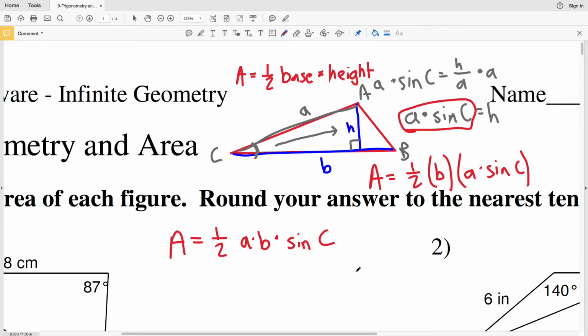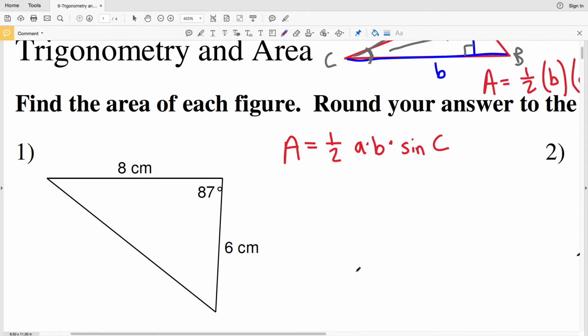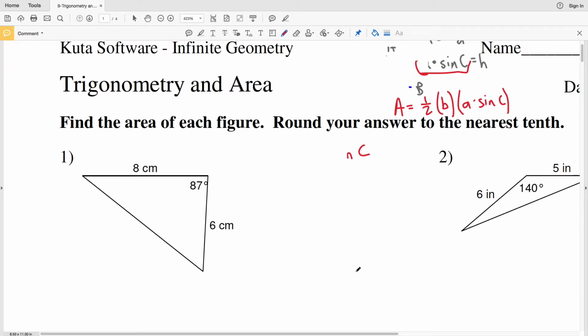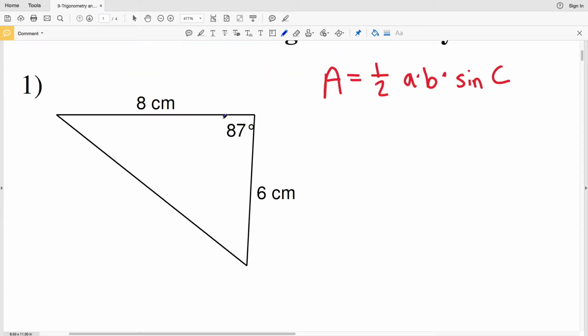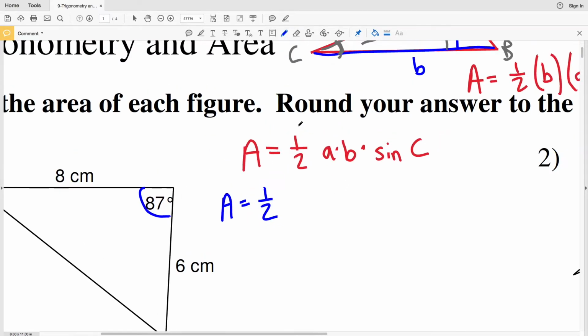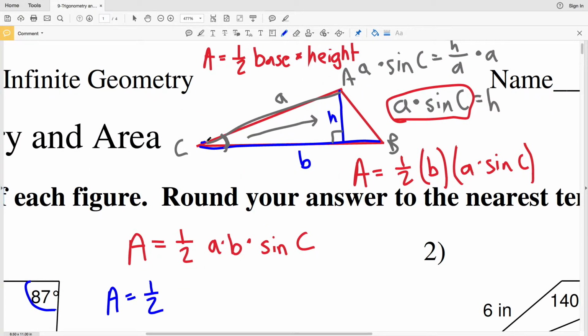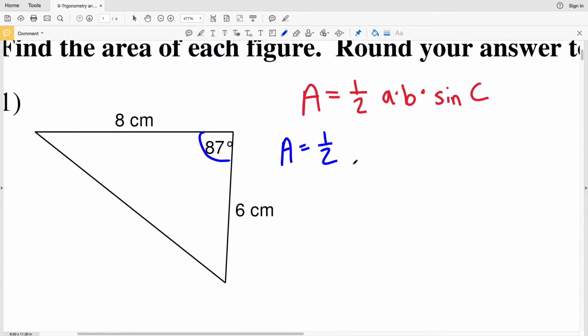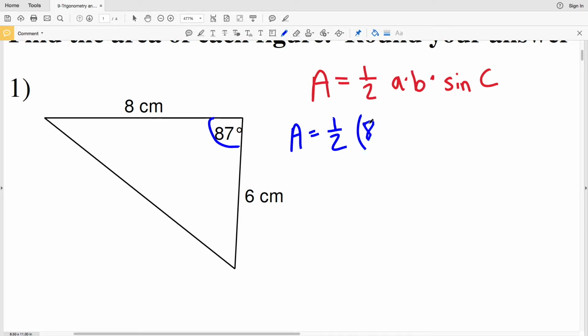So let's use this new formula to solve number 1. And remember, we're rounding our answer to the nearest tenth. So in number 1, our angle C is 87 degrees, so area is going to equal 1/2. Remember, a and b, looking back up at our diagram, were the sides that helped form that angle C. So that's going to be 8 centimeters and 6 centimeters for a and b, and that's multiplied by the sine of C, which is 87 degrees.